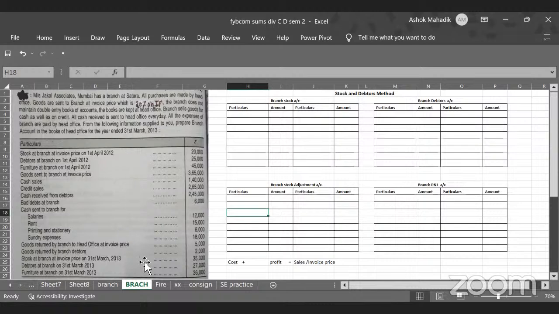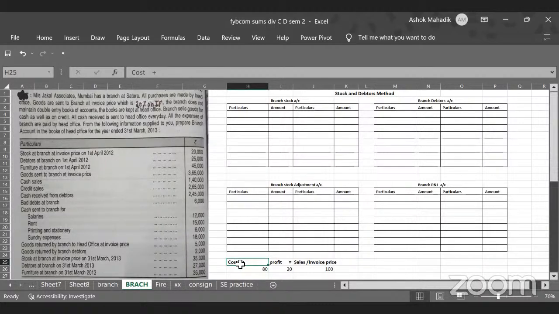Students, I have written one equation below. Always make this equation. They have told us that profit is 20% on invoice price. So if invoice price is 100, your profit is 20, so your cost will be 80. Whenever they give percentage on invoice price or sale, it is the easiest sum. You need not even make this equation. You need not do any calculation. It will be a very simple sum.